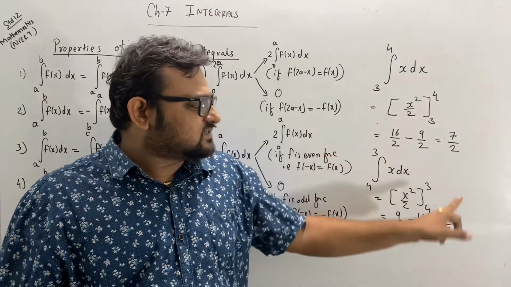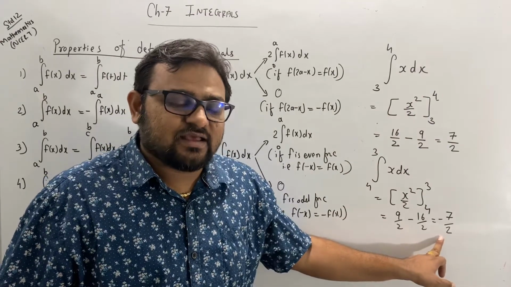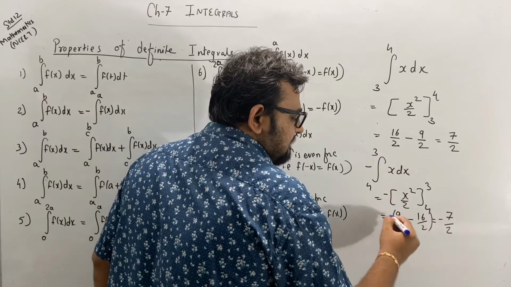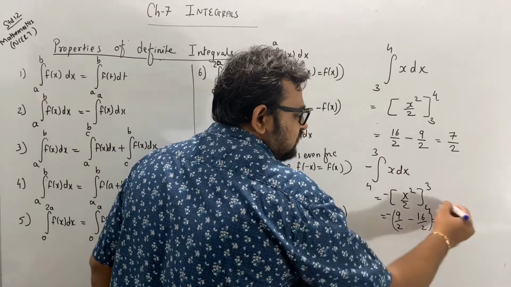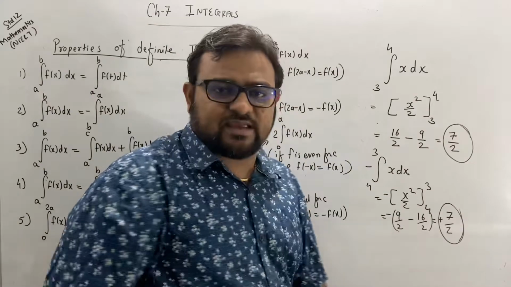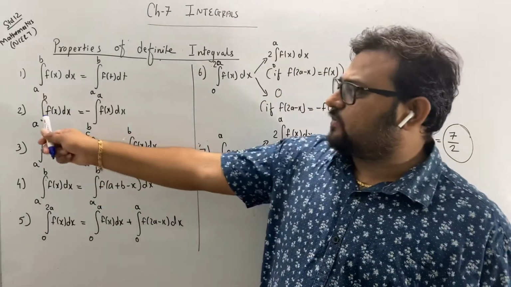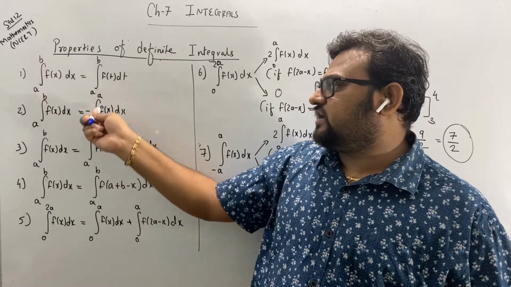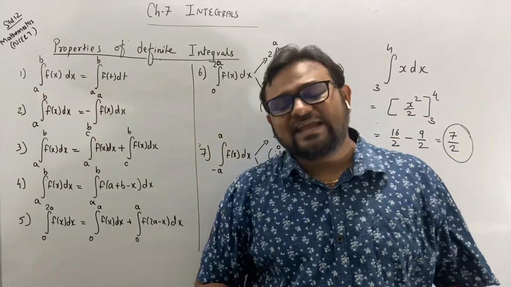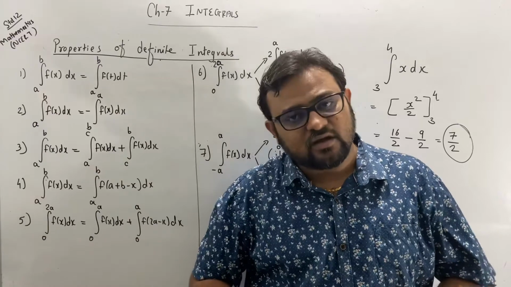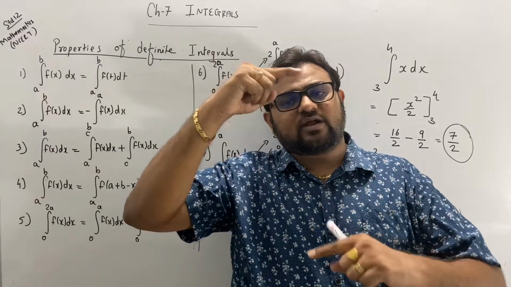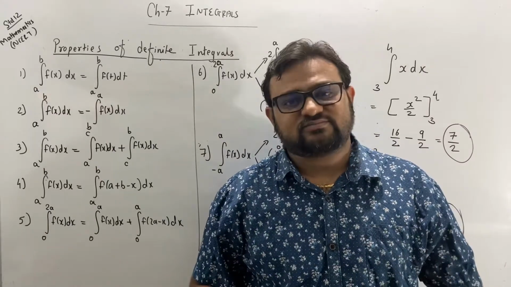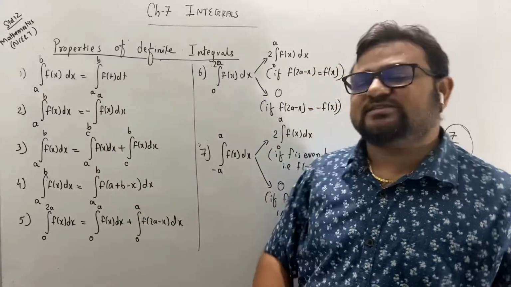So the only difference in the answer is a negative sign. Right? So if I put here minus, it will be minus minus, and minus minus is plus, both will be same. Right? So this is the second property. Integral a to b f x is equal to minus integral b to a f x dx. Yeah, so remember, when you are changing the lower and upper limit, you have to put a negative sign. Clear? So this was second property.